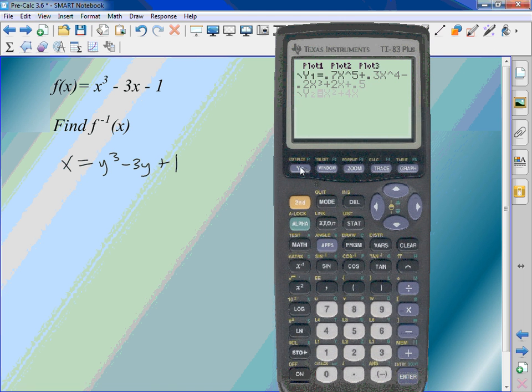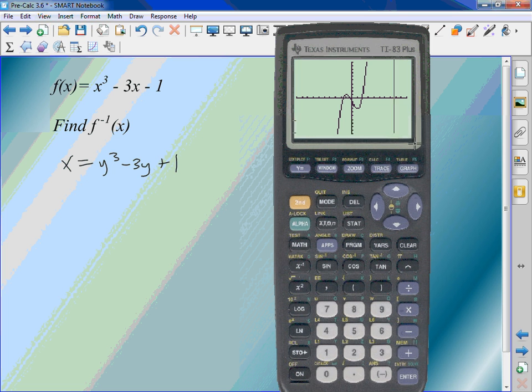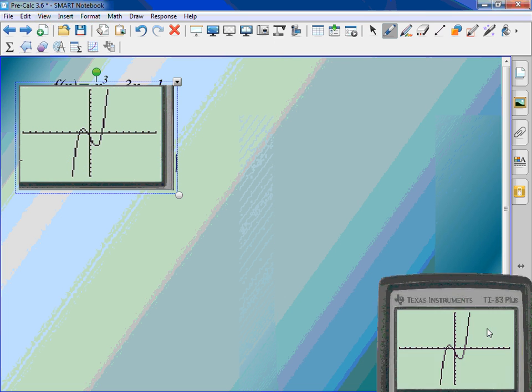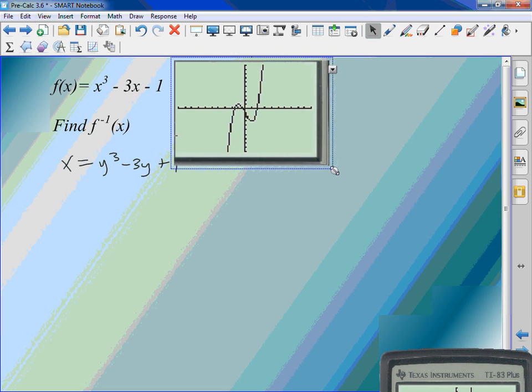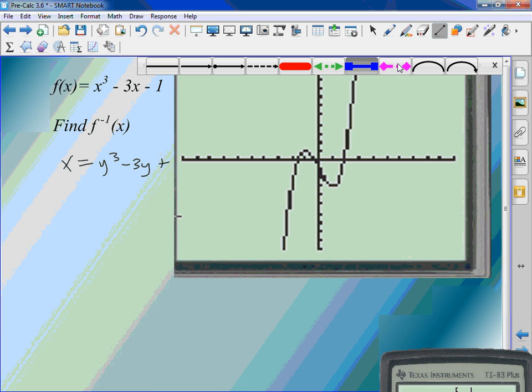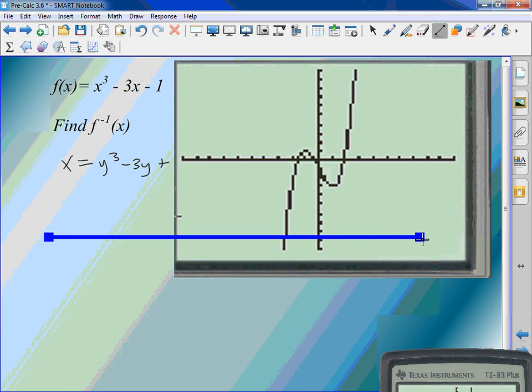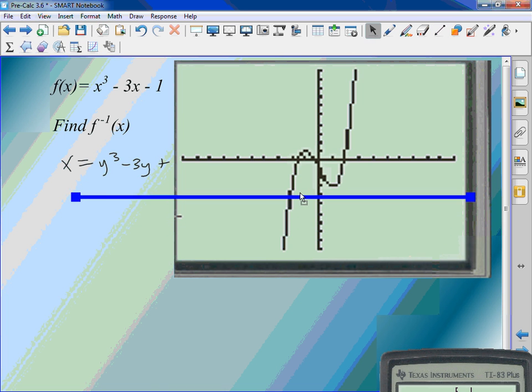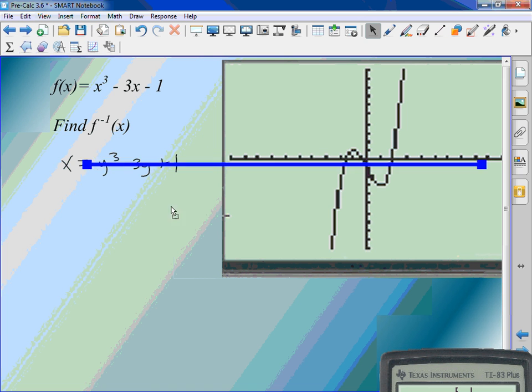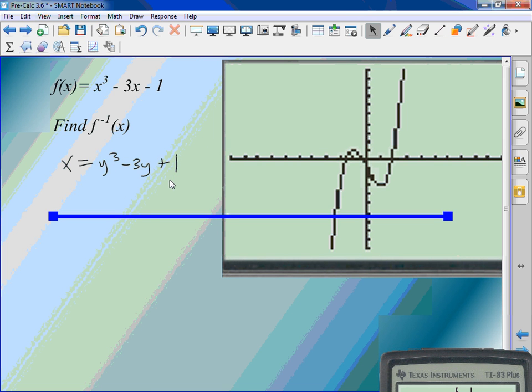So now I just take the calculator, and I type in x cubed minus 3x plus 1. I graph it. Here's my graph. To tell whether or not the inverse is a function, I use the horizontal line test. Does it pass a horizontal line test? No. So this right here, x equals y cubed minus 3y plus 1, is not a function, even though that's my inverse. You can find an inverse for everything; it's whether or not it's a function.